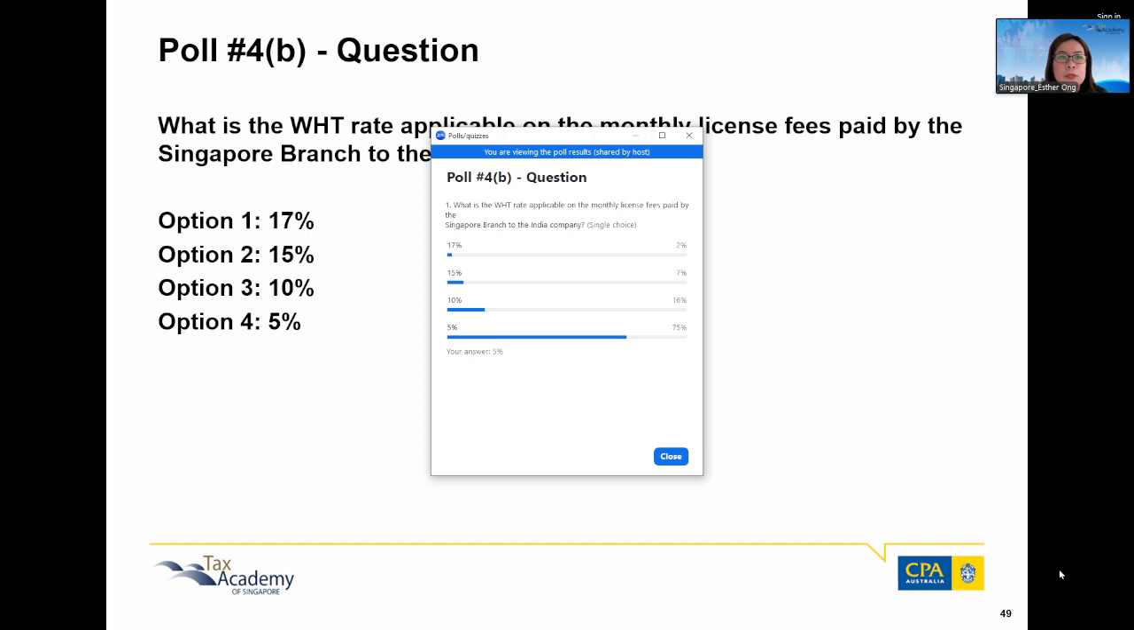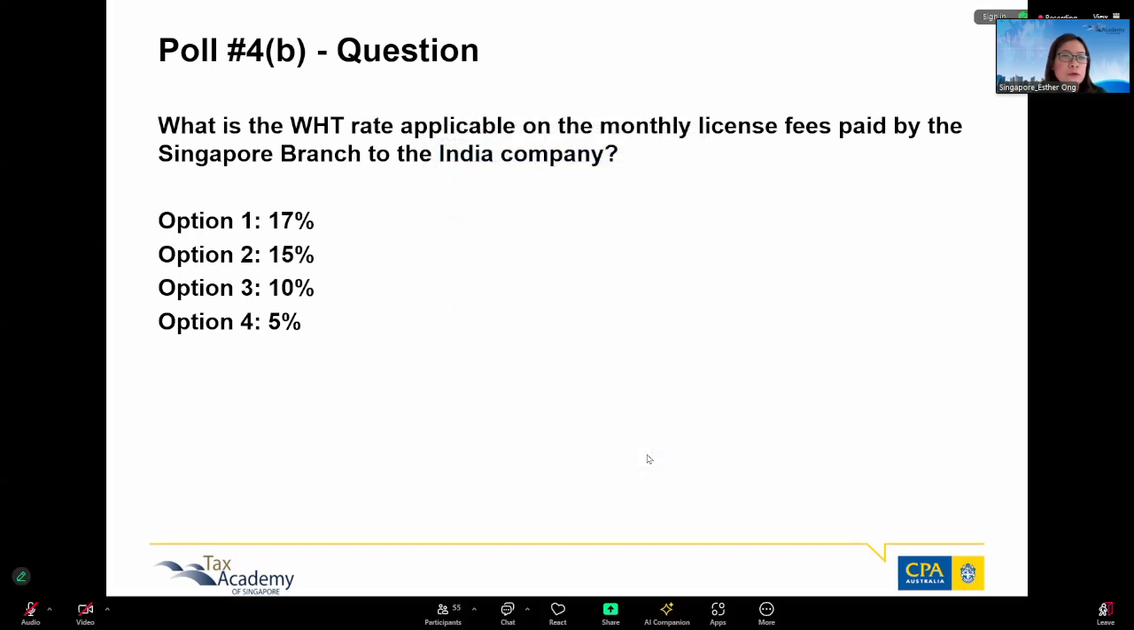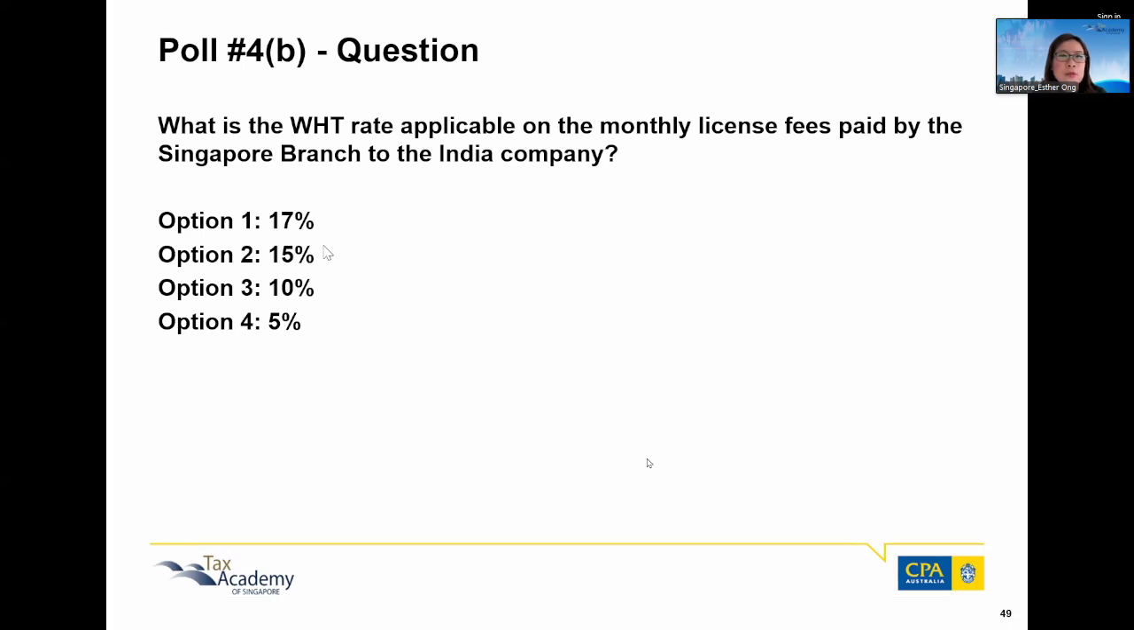Okay, the answer should be option 4, 5%. The question states that they are claiming for tax treaty benefits, and the tax treaty provides for 5%. Under our domestic tax law, we can withhold tax at 10%. But since the payer is claiming for tax treaty benefits on behalf of the Indian company, we will have to apply the tax treaty reduced rate of 5%. So the tax treaty actually restricts our taxing right of 10% to 5%.